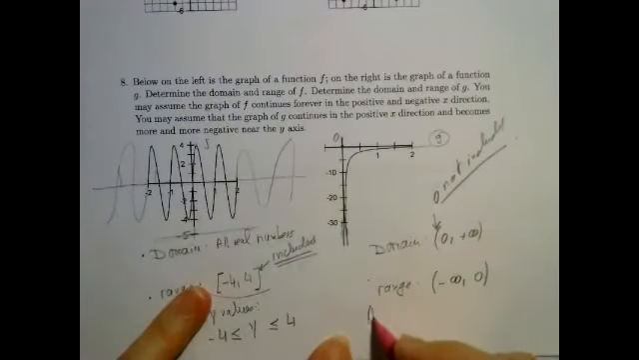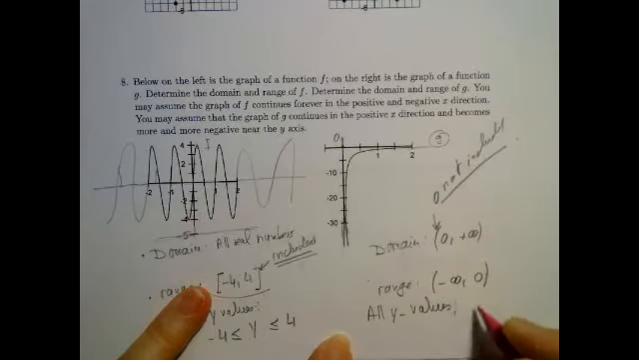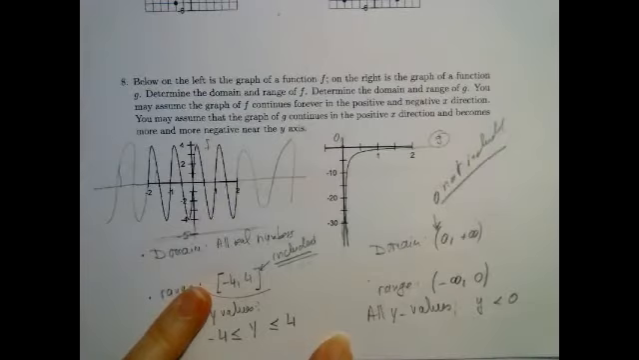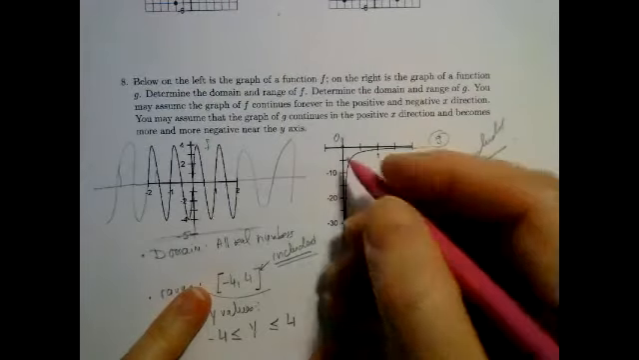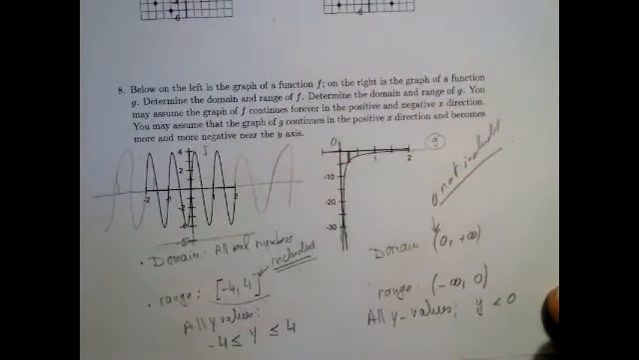So it means all y values such that y is strictly negative. 0 is not included. So every negative number is in the range. Every negative number is in the output.